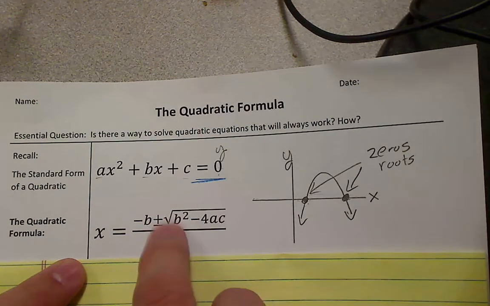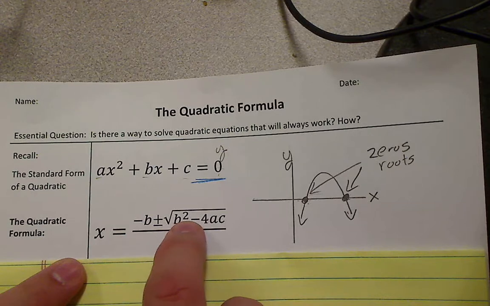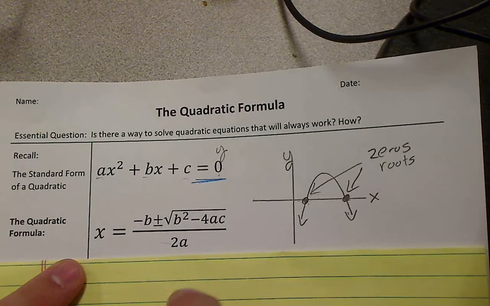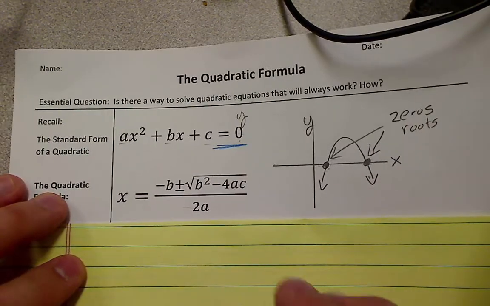Here's the formula, and it does not change. Memorize it, don't memorize it, but at least know how to substitute it in and get what you want. So negative b plus or minus the square root of b squared minus 4ac all over 2a. There are plenty of songs about this online, which I'm not going to sing for you, so not going to happen. But anyway, I digress.